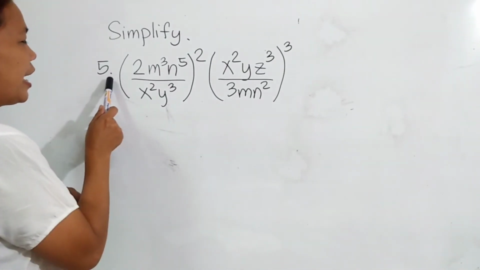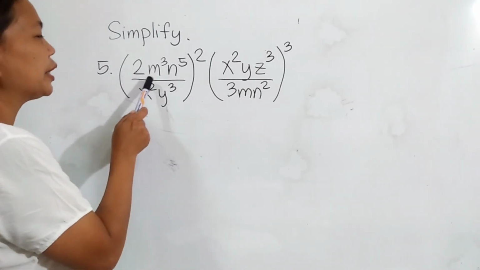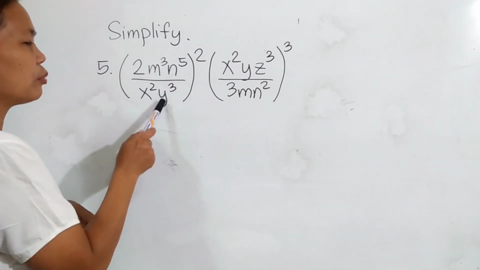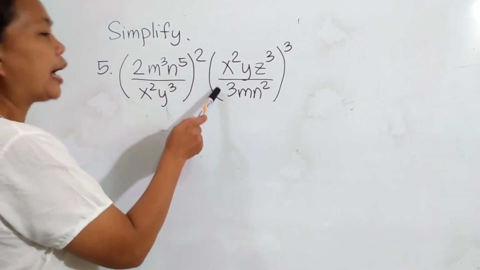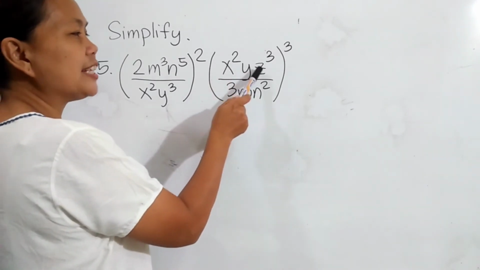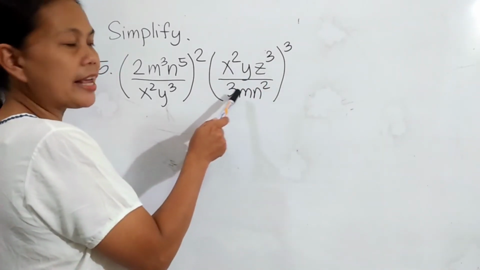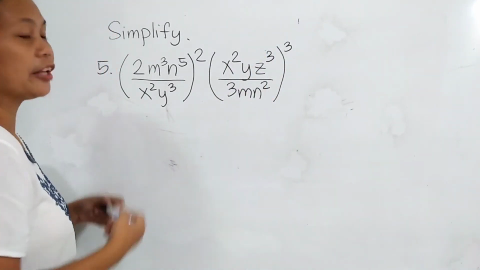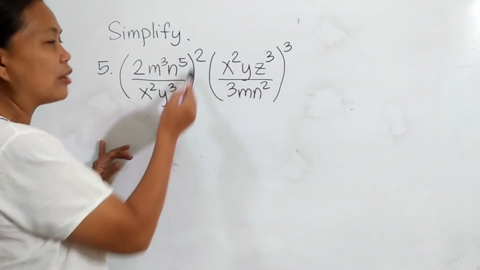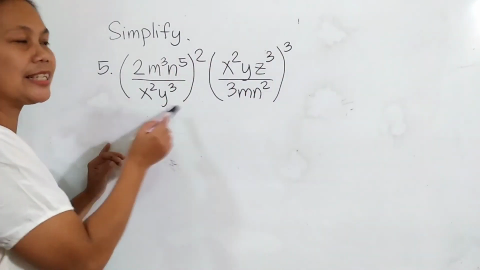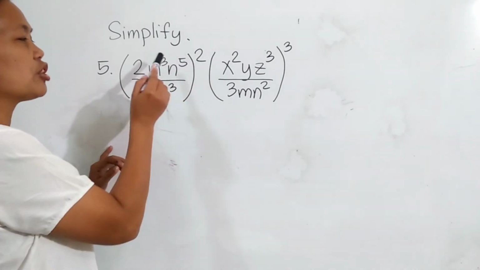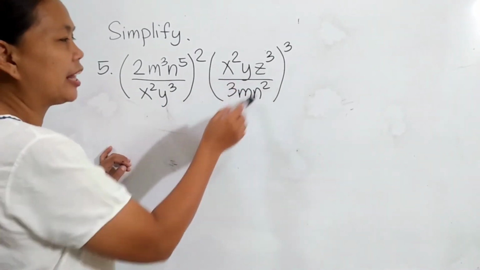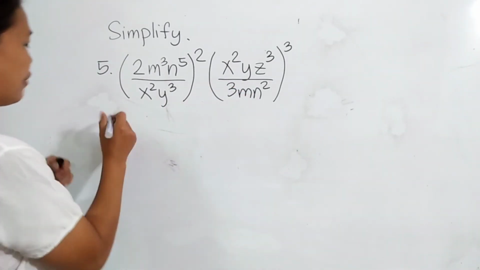Now let us have the example number 5. So we are given here the quantity of 2m cubed n to the 5th over x squared y cubed raised to 2 times the quantity of x squared y z cubed over 3mn squared raised to 3. Okay, so take note that we have the exponent outside the parentheses. So it means that we will multiply this exponent to each of the exponents of the constant and the variables inside the parentheses. Okay, so let us simplify.